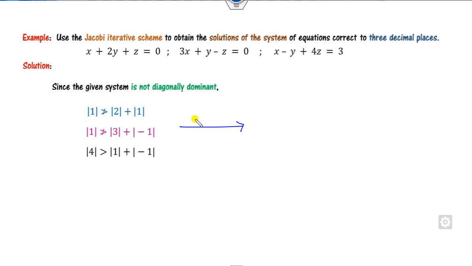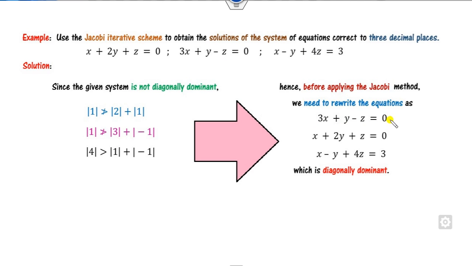So your target is to make it diagonally dominant. How do you make it so? You can simply rearrange the equations. Can you rearrange the equations so that it becomes diagonally dominant? Yes. If I consider this as my first equation and this as my second, I can simply change the first and the second.